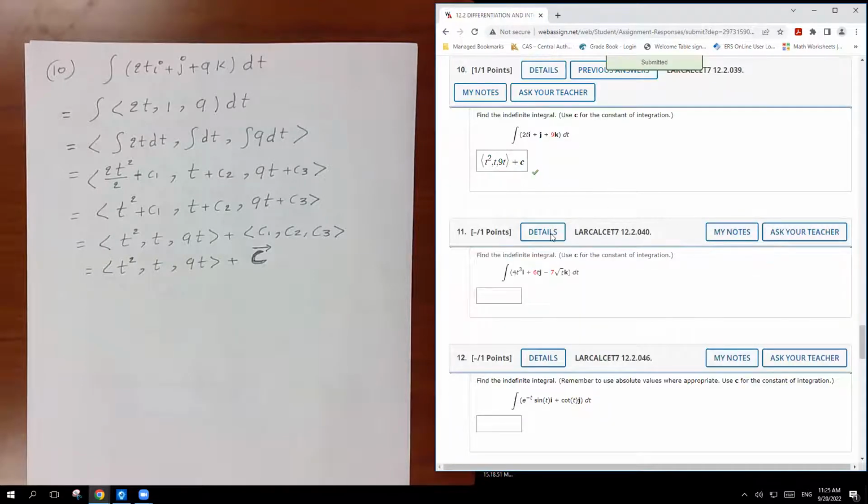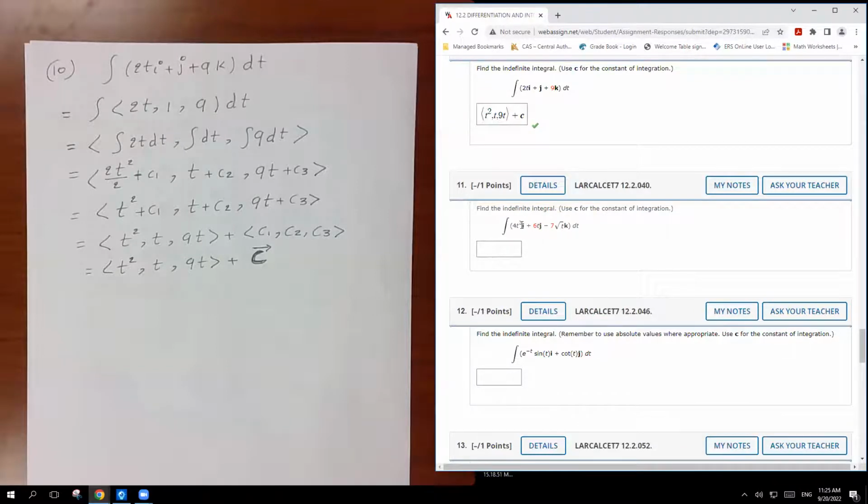Let's do the same thing with this one. It's going to be exactly the same as example 10. You have to do the integral for each part. So this is going to be example 11.